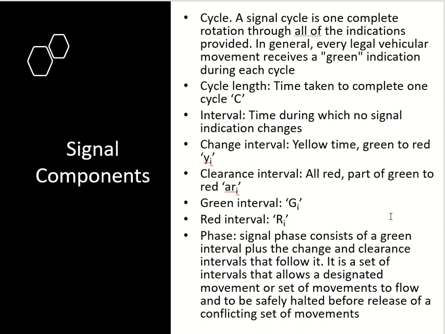And then we have the phase. A phase is a combination of three intervals: green, yellow, all red. This is the total time for one movement. The signal becomes green, the movement starts. Yellow, it can continue. All red, it is supposed to clear. So the total time given for one movement is a phase: green, yellow, and all red.